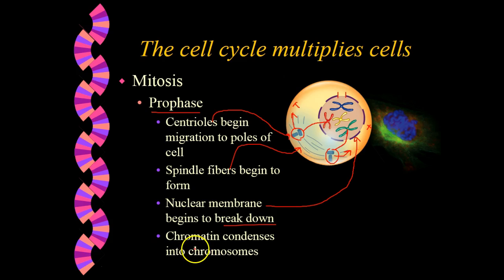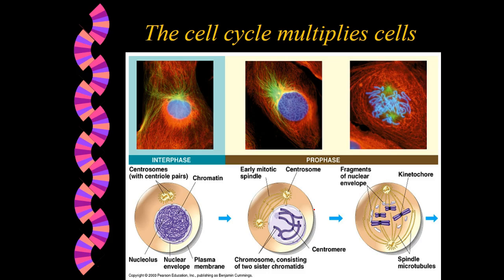And chromatin condenses into chromosomes. Remember, our chromatin is our long stringy strand of DNA. It's going to condense into the chromosome structure, which is that structure that is X-shaped, held together by a centromere. And you can see that these chromosomes are starting to form. We have that X-shaped. So that's prophase.